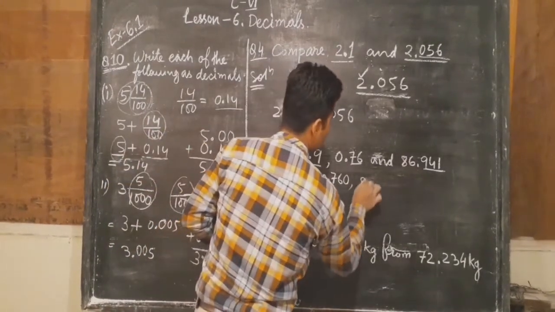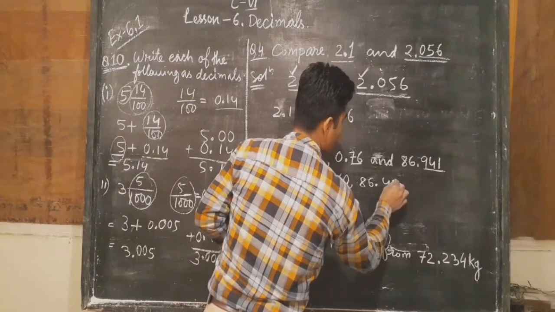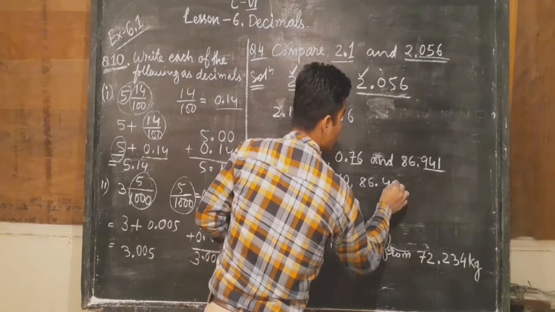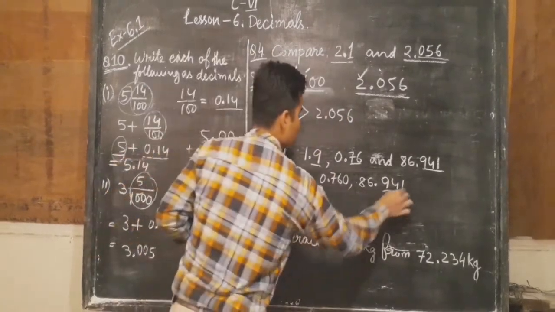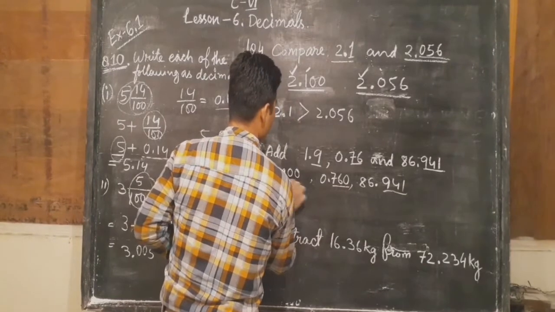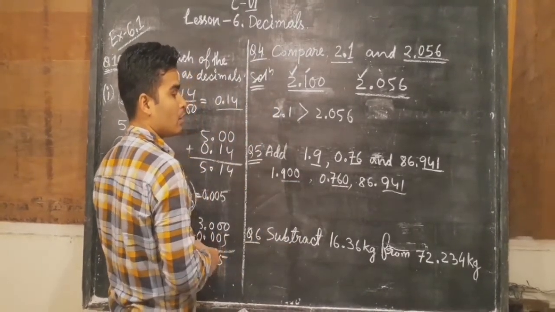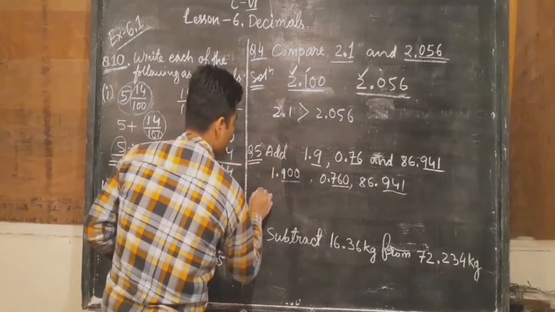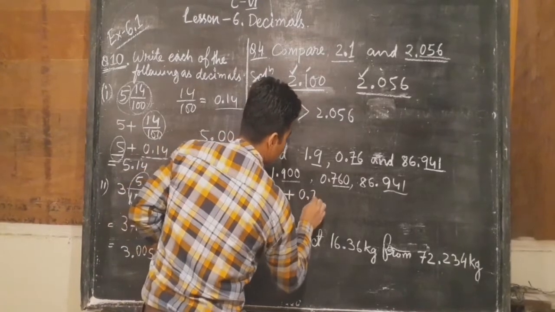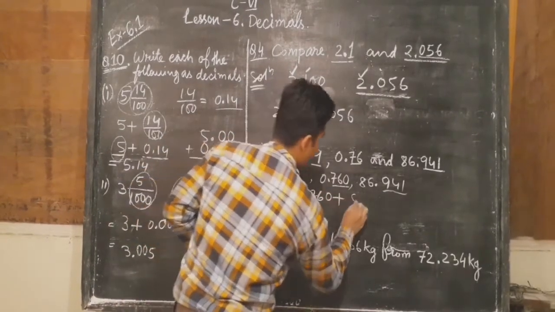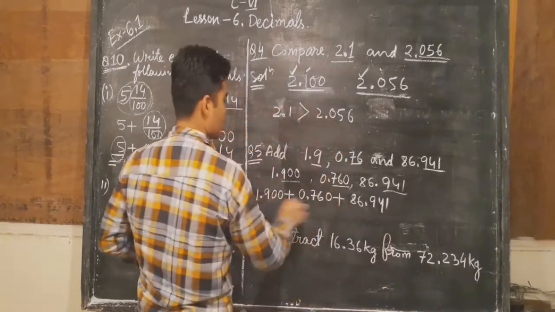And the next number has already 941, 3 decimal places. So now see, all the decimal numbers have 3 decimal places. So now it has converted into like decimals. So after that, what will we do? We will add all the decimal numbers together. 1.900 plus 0.760 plus 86.941 plus. So now add all that.